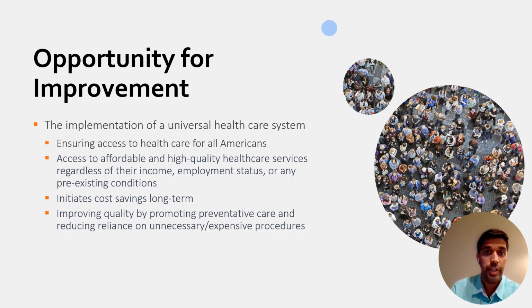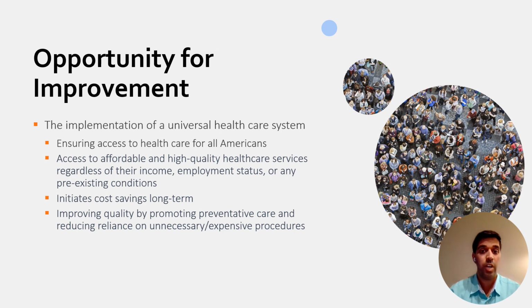One specific opportunity for improvement in the U.S. healthcare system is to implement a universal healthcare system that ensures access to healthcare for all Americans. Currently, the U.S. healthcare system is a mixed model, as we've seen, with a combination of private and public insurance programs. However, as has been noted, the current system has several limitations, including high costs, limited access, and inequitable access to healthcare. By implementing a universal healthcare system, all Americans would have access to affordable and high-quality healthcare services, regardless of their income, employment status, or pre-existing conditions.